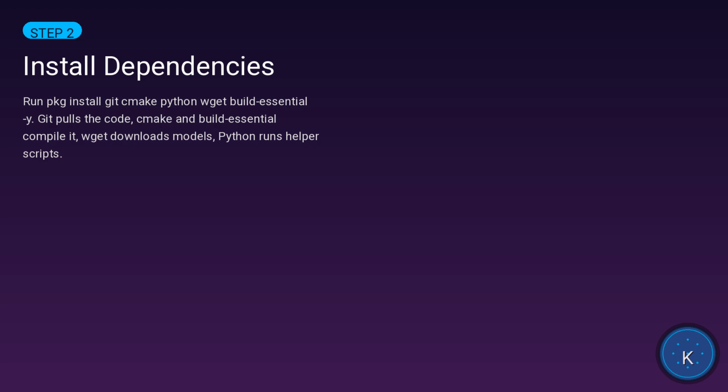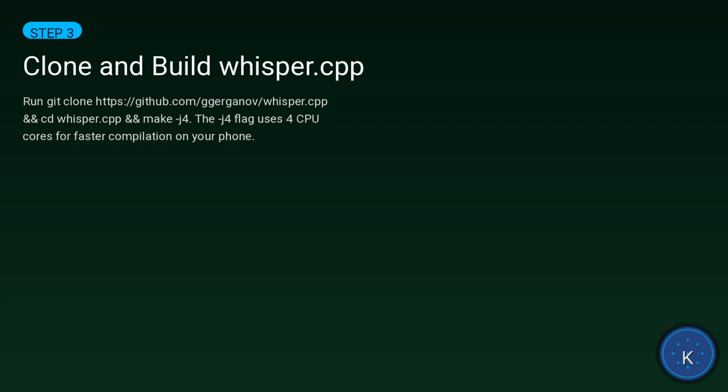Clone and build Whisper.cpp. Run git clone https://github.com/ggml-org/whisper.cpp and cd whisper.cpp and make -j4. The -j4 flag uses 4 CPU cores for faster compilation on your phone.